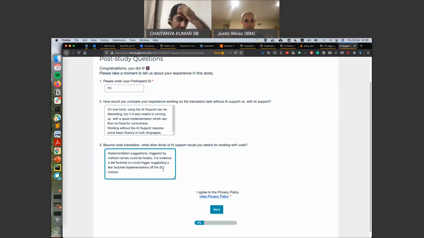So this would be similar to what IntelliSense does, which is it suggests the methods you should use, but this would be more on an implementation level itself. And I think I would not comment on the feasibility.